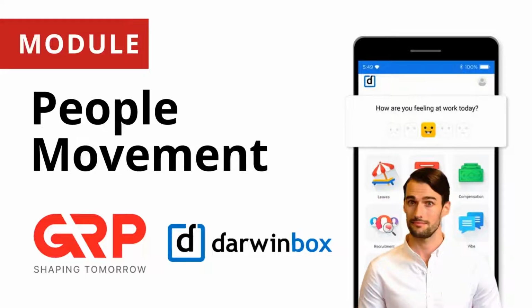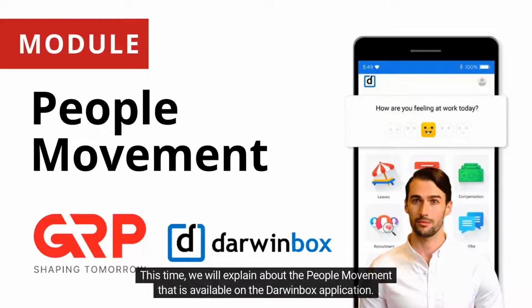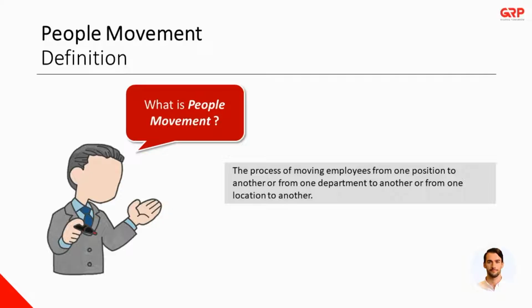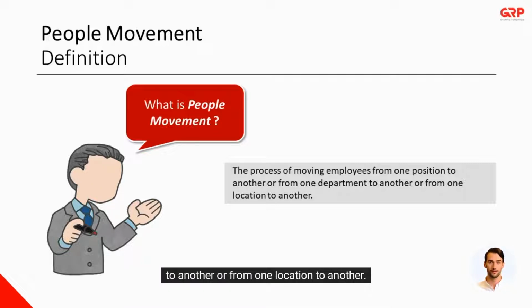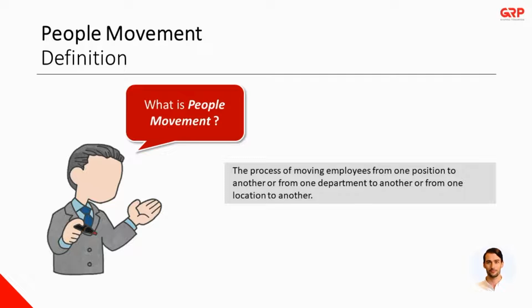Hello all. This time, we will explain about the people movement that is available on the Darwinbox application. People movement is the process of moving employees from one position to another, or from one department to another, or from one location to another.